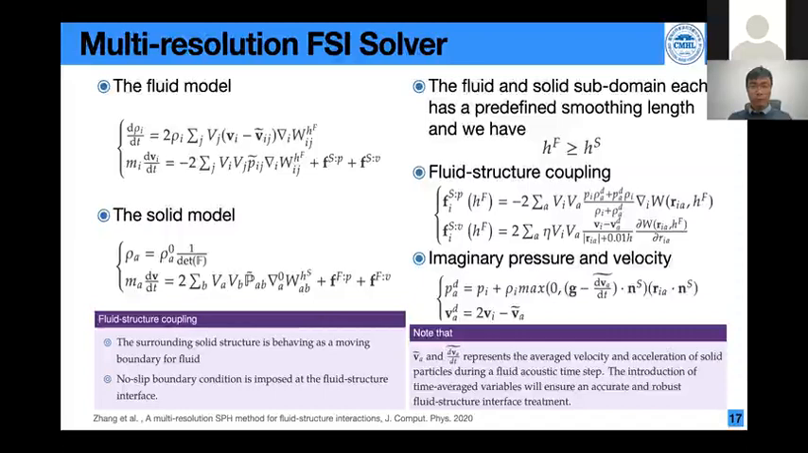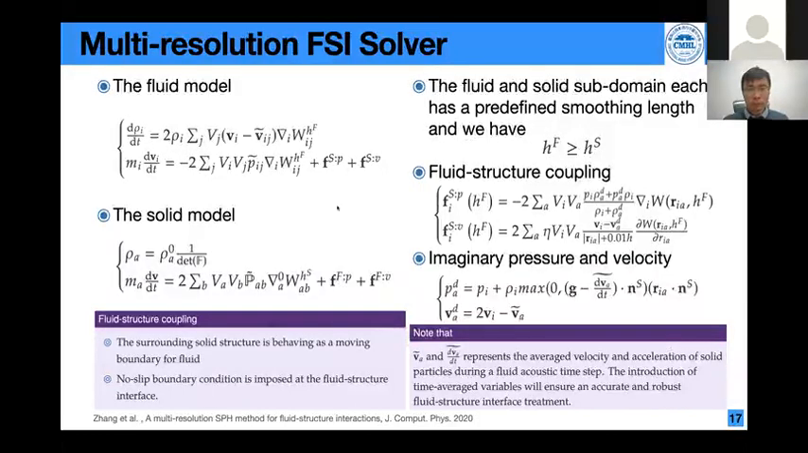And then we coupled both the fluid dynamics solver and the solid mechanics solver for the simulation of FSI applications. For the fluid model, we use the Riemann-based SPH method, and here this represents the pressure force exerted on the fluid by the solid. This is the viscous force exerted on the fluid by the solid. In the solid model, we have another 2 forces. These forces have different directions. So in the present FSI coupling, the surrounding solid particles behave as a moving boundary for the fluid. And then we apply the no-slip boundary condition at the fluid-structure interface.